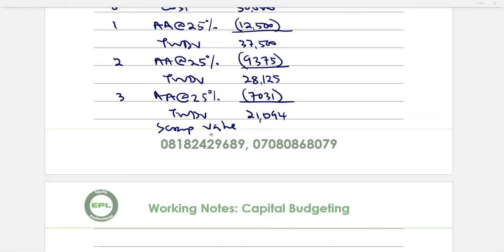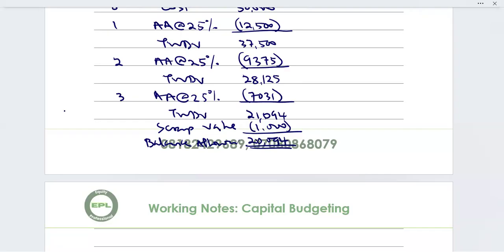So you are told in the question that at the end of this time, it has been agreed to sell the new production facility for 1 million naira cash. So that's the scrap value, 1 million. Figures are in thousand. So the difference between that will then give us either the balancing allowance or balancing charge, which is 20,094. That 20,094 is called balancing allowance.